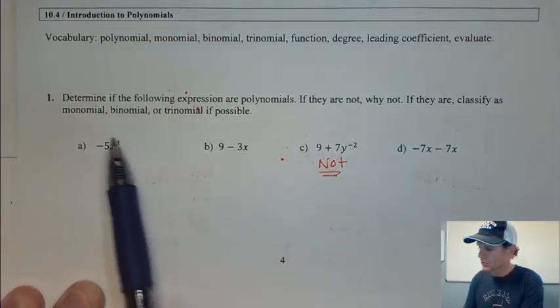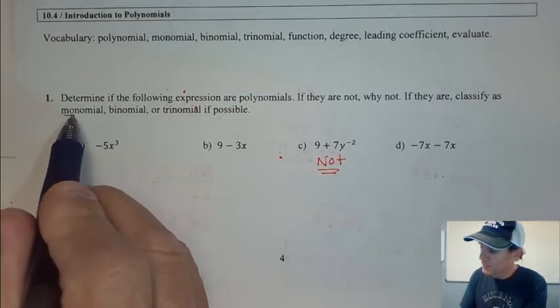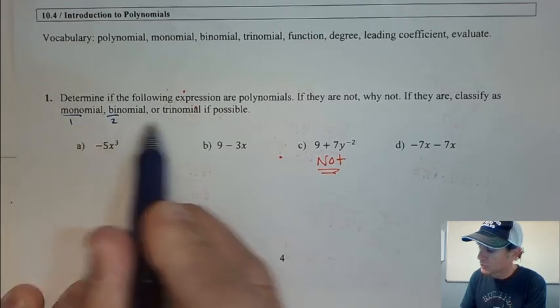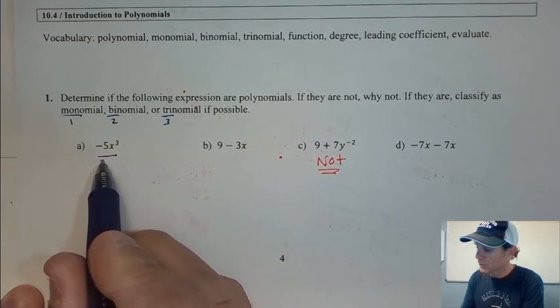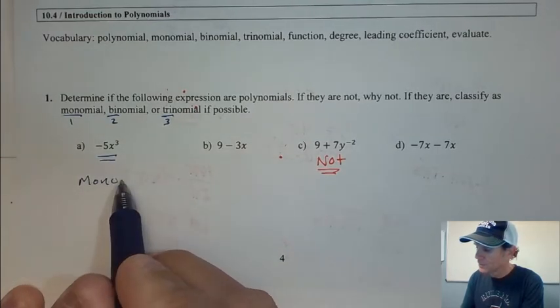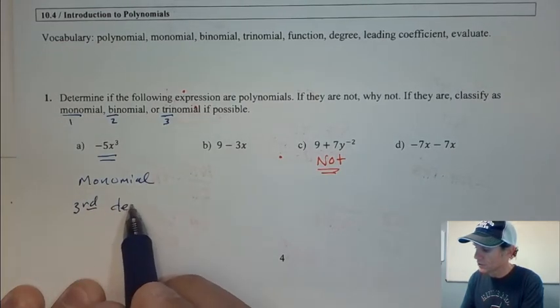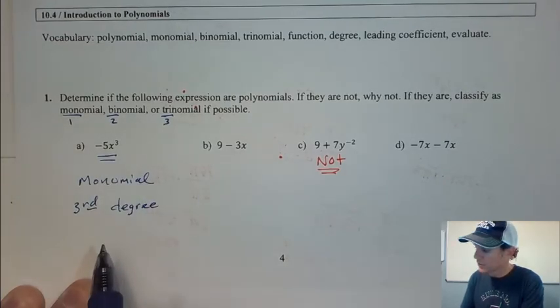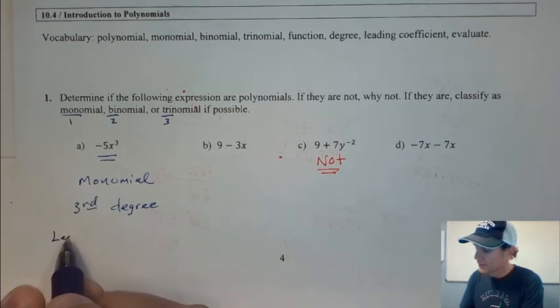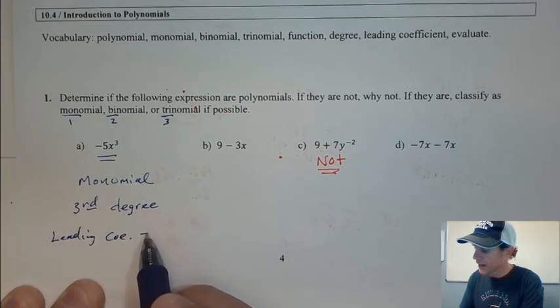It does ask us to also classify them as a monomial, binomial, or trinomial. Remember the prefix mono means one, and bi means two, and tri means three. So we're looking for one term, two terms, or three terms. Well, this is just one term right here, so it's a monomial. And just so you learn a little vocabulary, it's third degree, which comes from the highest exponent here, and the leading coefficient is -5.